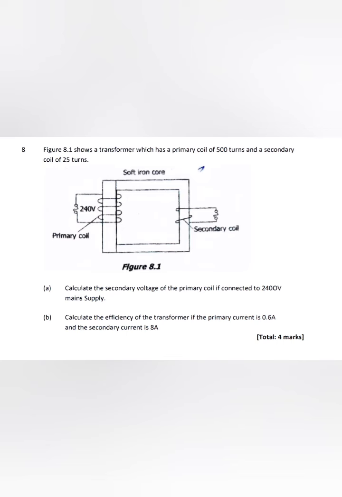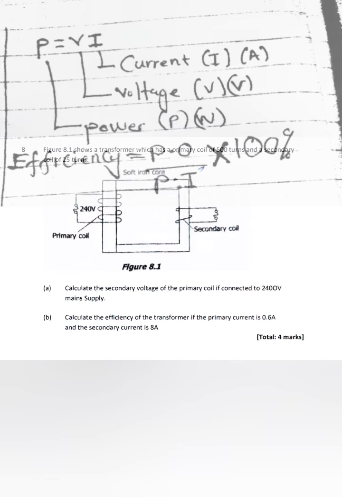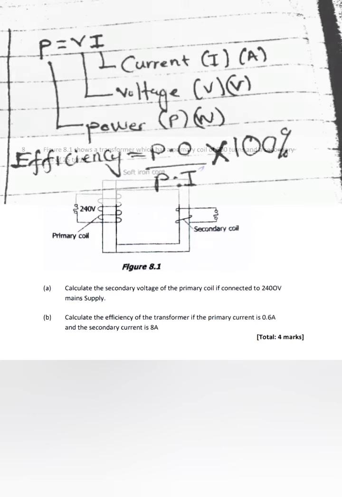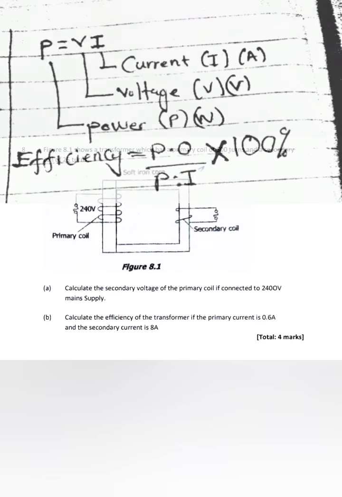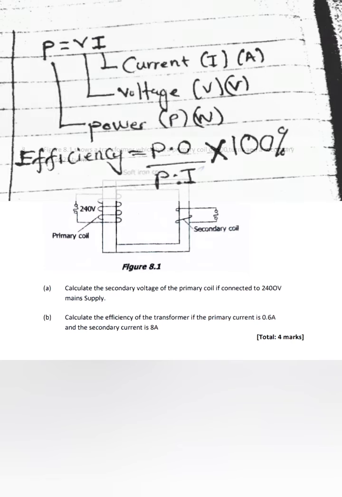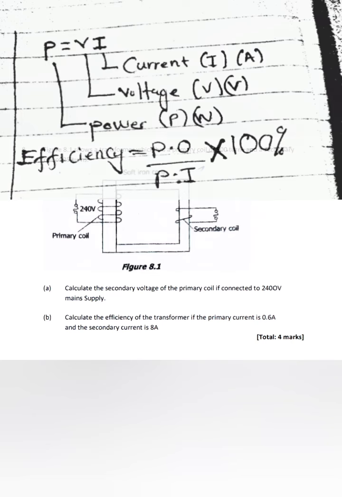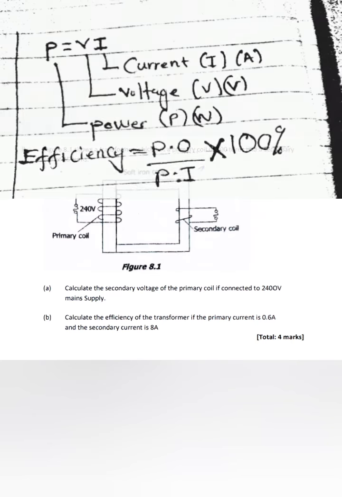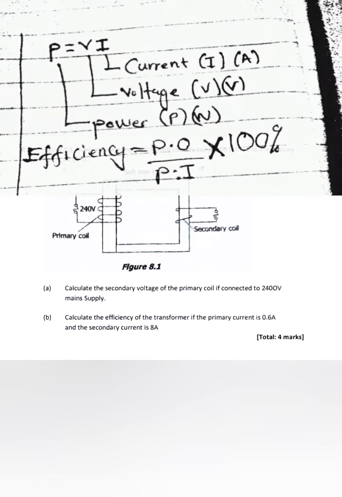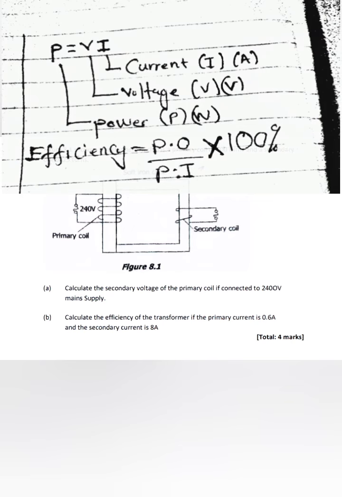Power is equal to voltage multiplied by current. Efficiency is equal to power output over power input multiplied by 100%. Power output is the secondary power. So efficiency is voltage for secondary multiplied by current for secondary, over voltage for primary multiplied by current for primary, multiplied by 100%.